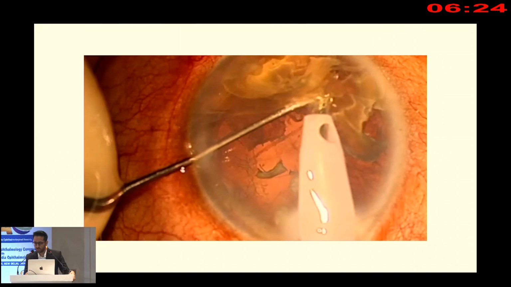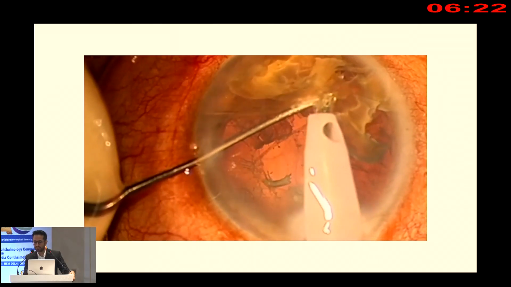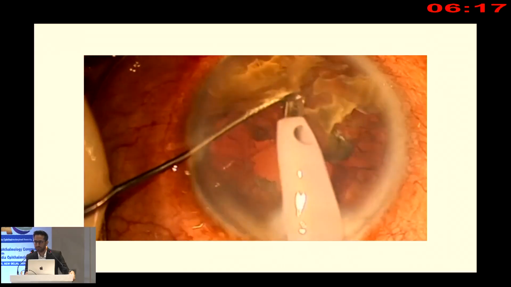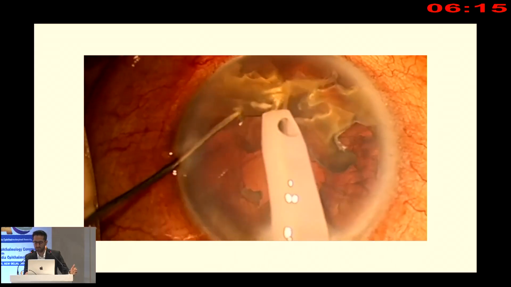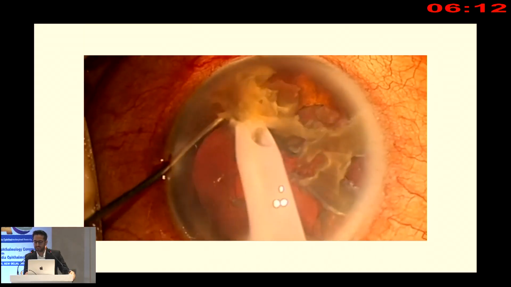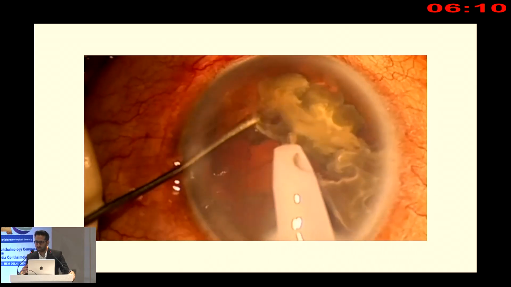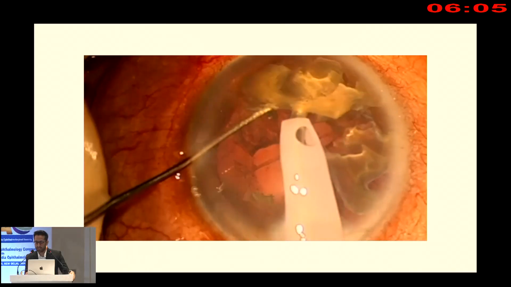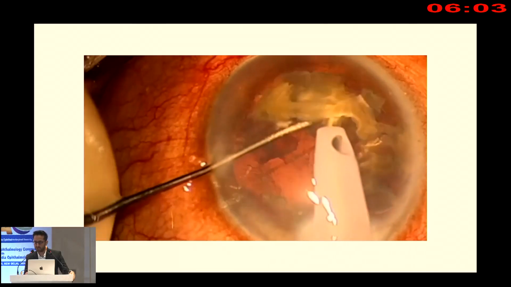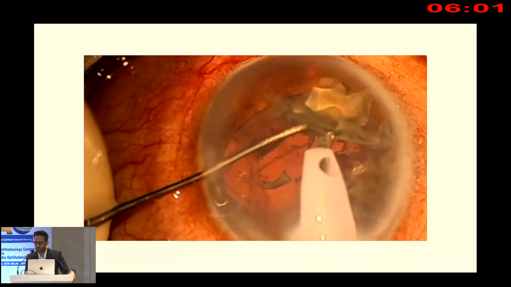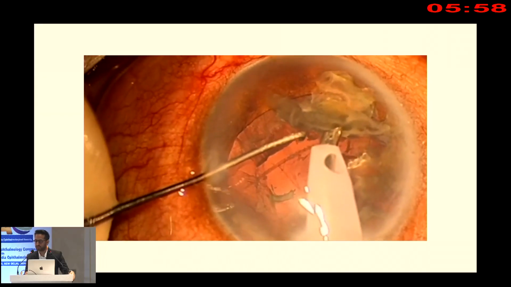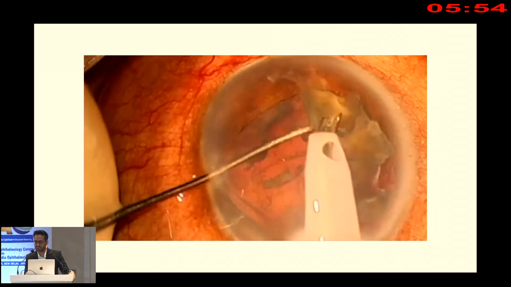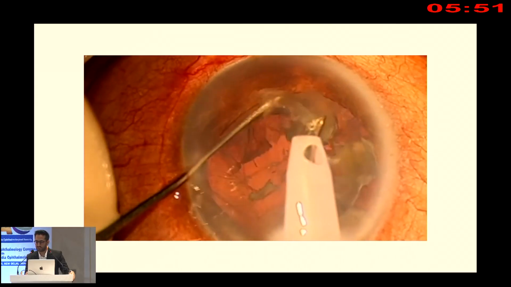I would like you to focus on those three small nuclear pieces which are lying over the hyaloid face. Minimal turbulence and low pressure fluidics prevent any disruption of the hyaloid face. So what I'm trying to do here is use the hyaloid face to my advantage. It is acting as a shield to these small nuclear fragments. You can see those two small nuclear fragments which are just lying over the hyaloid face, and it is acting as a shield from them going back.